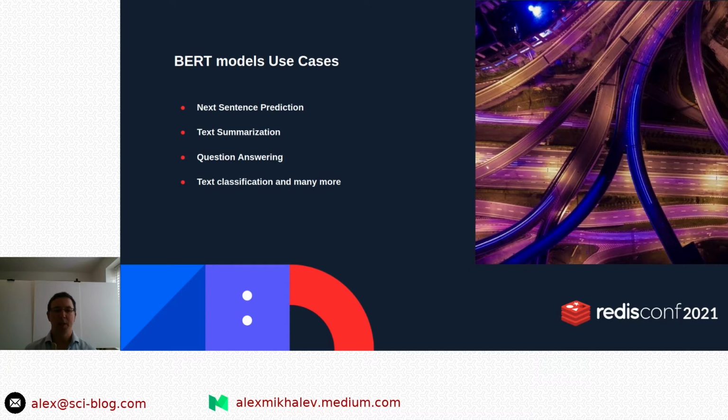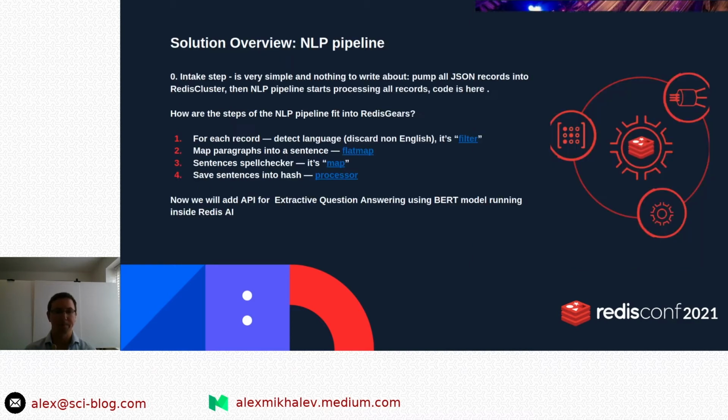BERT model use cases include next sentence prediction. This is how your Google Mail autocompletes your sentences. Text summarization, which will be very interesting to explore for medical literature, where you wouldn't want to read the whole article, but you would like to get a meaningful summary out of an AI engine. Question answering, the topic of our conversation today. Text classification, and many more.